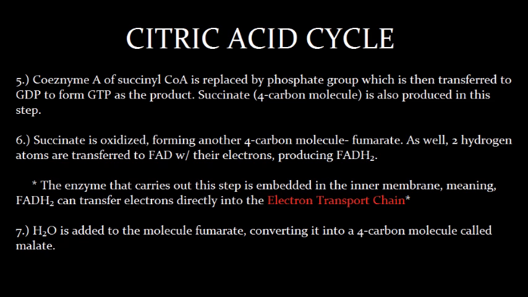Step 6. Succinate is oxidized, forming another 4-carbon molecule called fumarate. Also, 2 hydrogen atoms and their electrons are transferred to FAD, producing FADH2. The enzyme that carries out this step is in the inner membrane of the mitochondria, so FADH2 can transfer its electrons directly into the electron transport chain. Step 7. Water is added to the molecule fumarate. This converts fumarate into a 4-carbon molecule called malate.